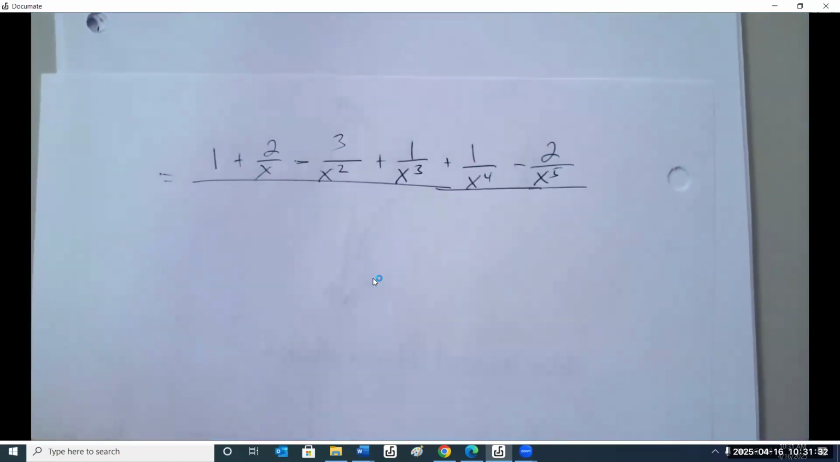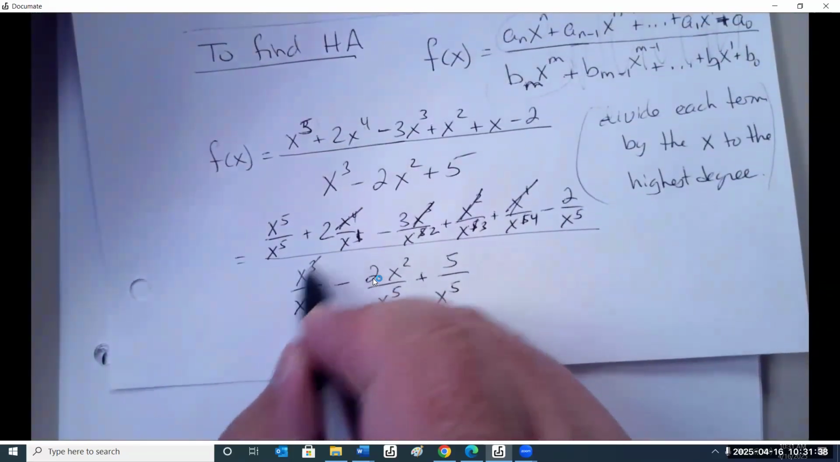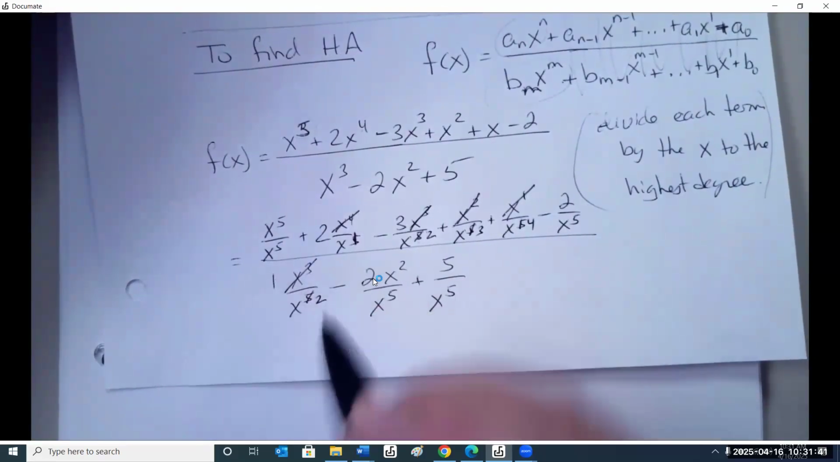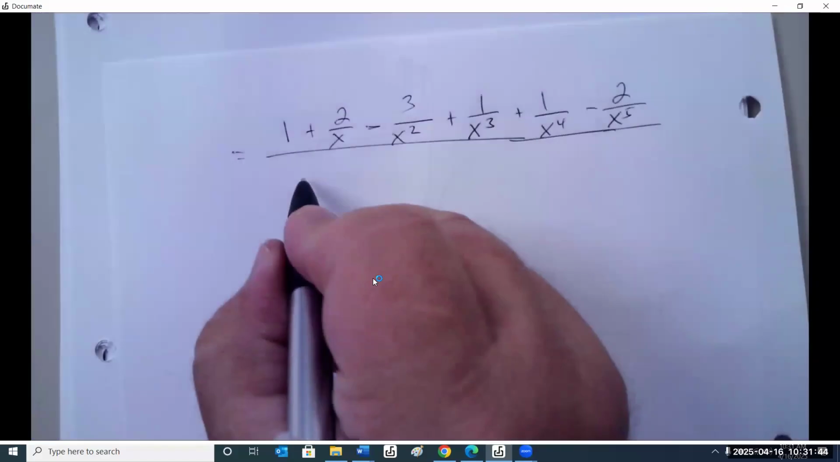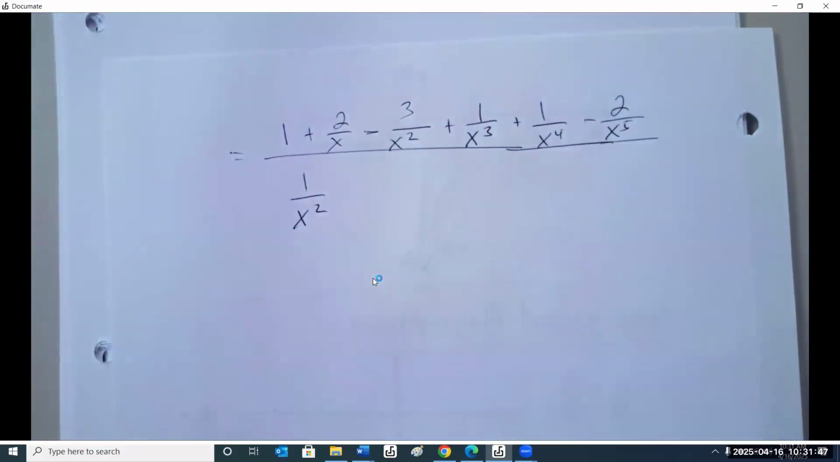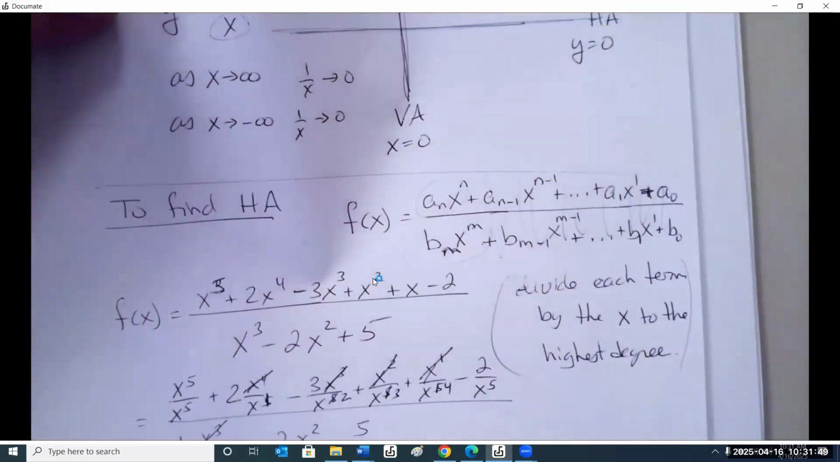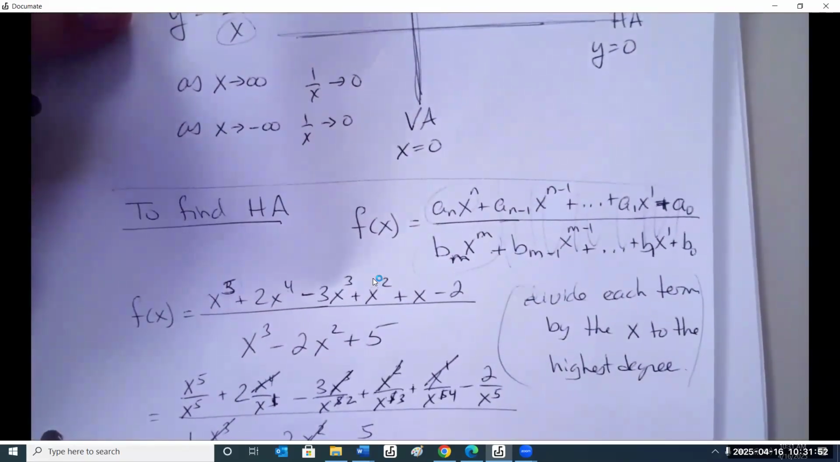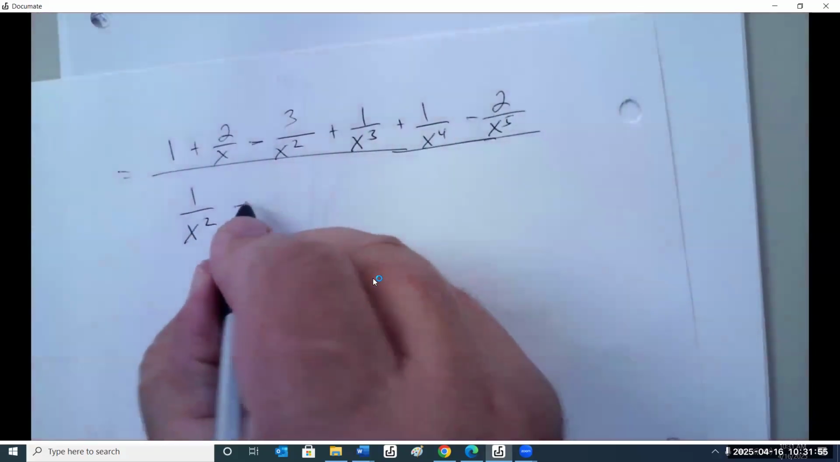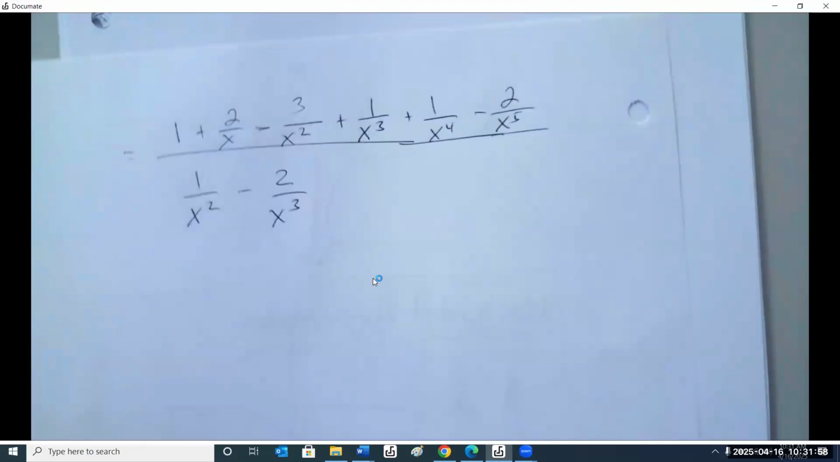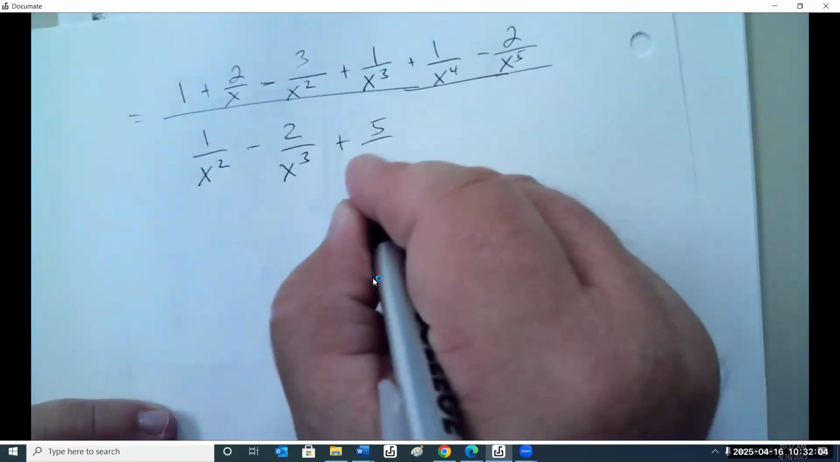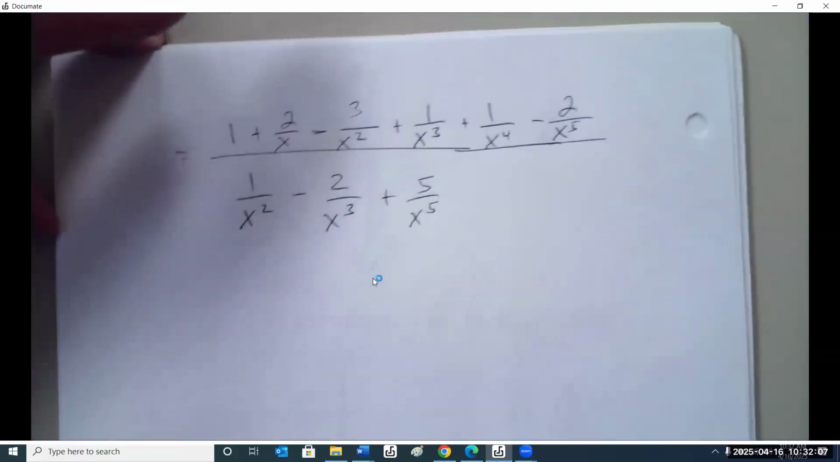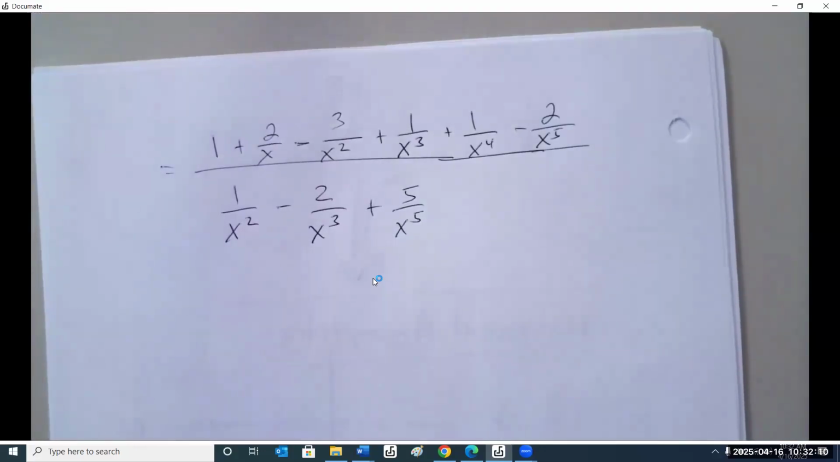That's the top. Do the same thing on the bottom. So we have x cubed over x to the fifth. 3 x's cancel, so we have 1 over x squared. We have minus 2. Get rid of the 2 x's, so we have 3 x's on the bottom. So minus 2 over x cubed plus 5 over x to the fifth. So far, so good. So our first step was divide everybody by the highest exponent.